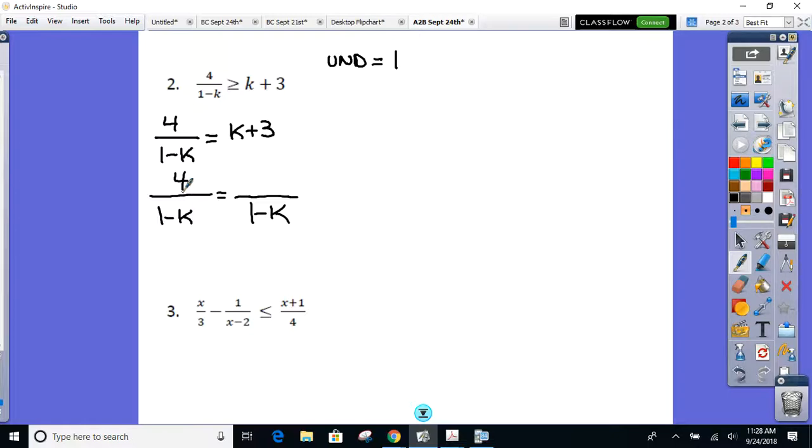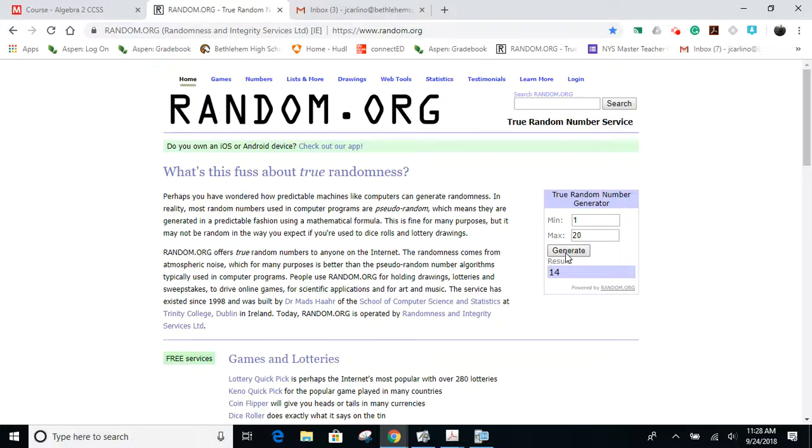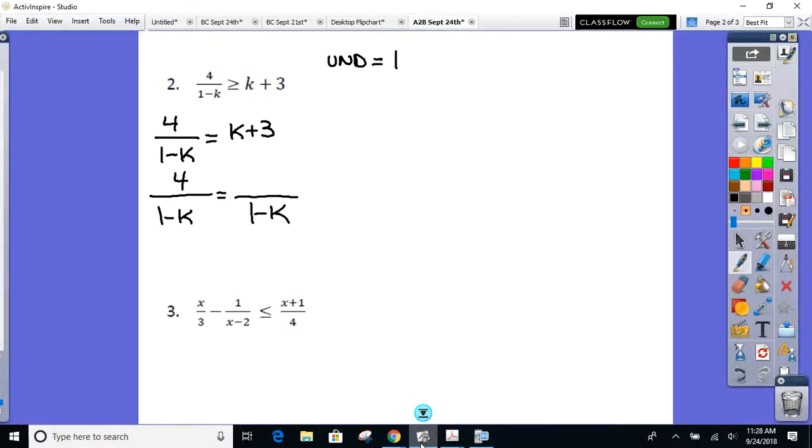What would you like to multiply the k plus 3 by? 14, what do you want to multiply that k plus 3 by? 1 minus k, here we go. I'll let you guys do that right now. FOIL, double distribute. Combine your like terms and let me know what you get.